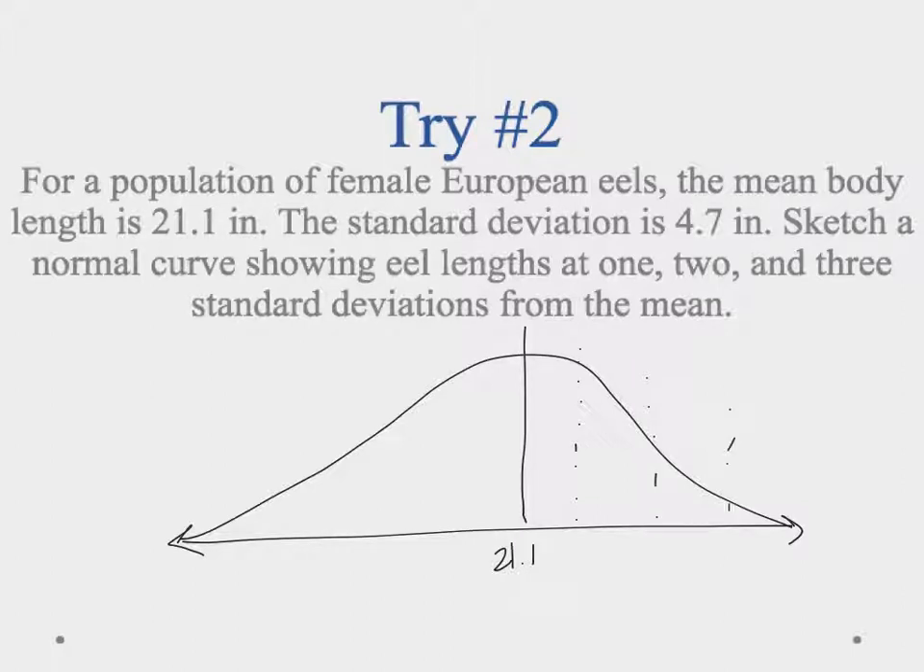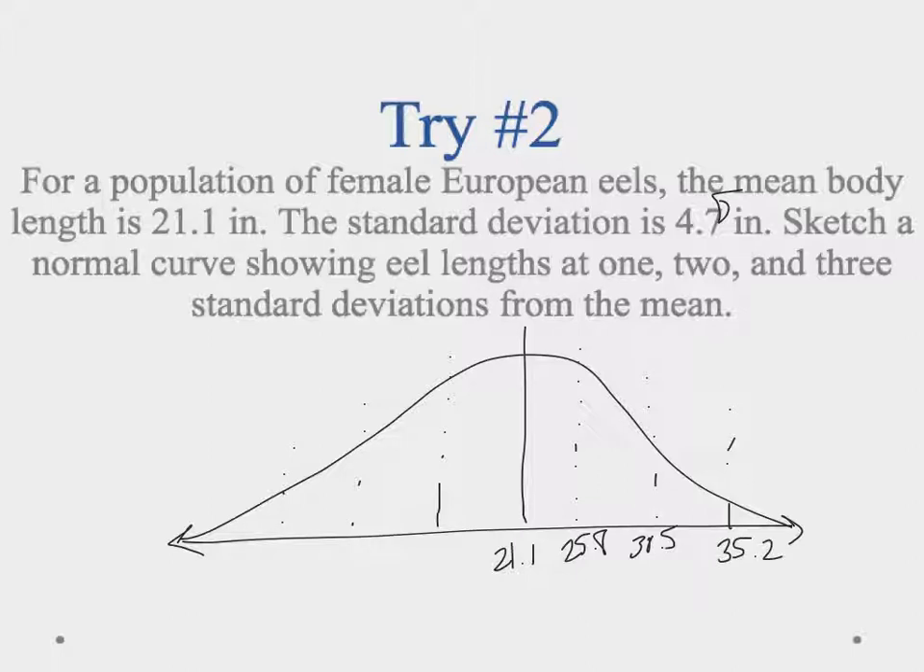They tell us that the standard deviation is 4.7. So in this case, this time they're actually saying, hey, you figure out what the standard deviations are going to be. So going on the positive end, I'm going to take 21.1 and add 4.7, and I will get 25.8. I'm going to keep adding. Plus 4.7, I'm going to get 30.5. Again, plus 4.7, and I'm going to get 35.2.